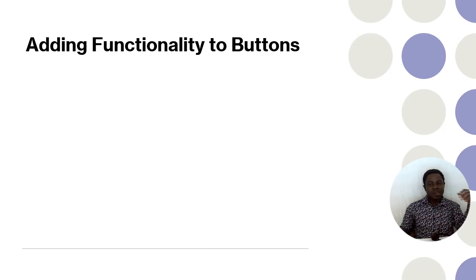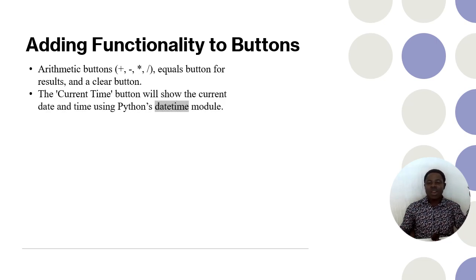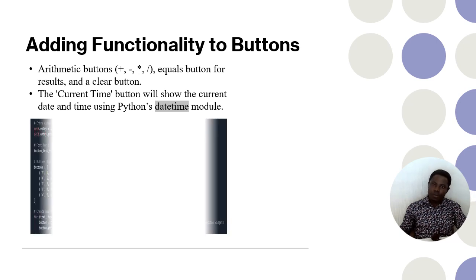So now that we have designed our interface, what we need to do is to add functionalities to it. How does the code interact with each other? You're going to discover that we have the arithmetic buttons, which are the addition, the subtraction, the multiplication, and the division. And significantly, we have another button that can at the same time give us the current date. This button particularly uses the datetime module of Python.